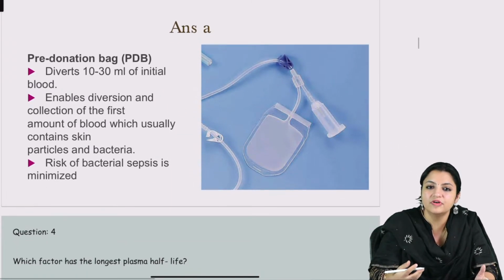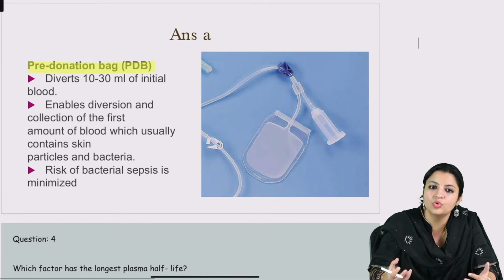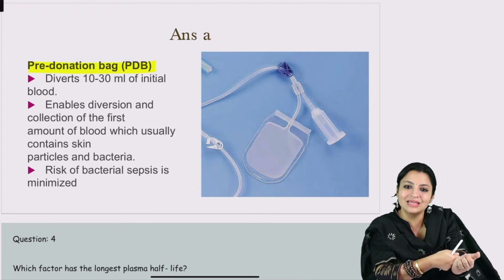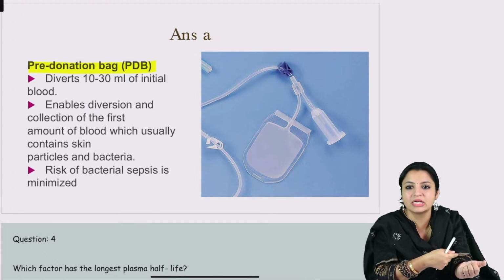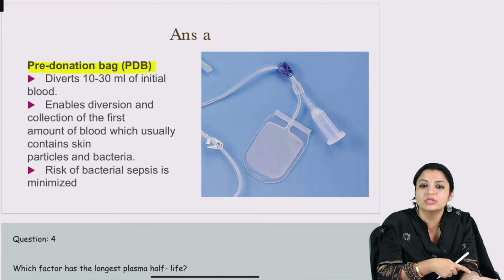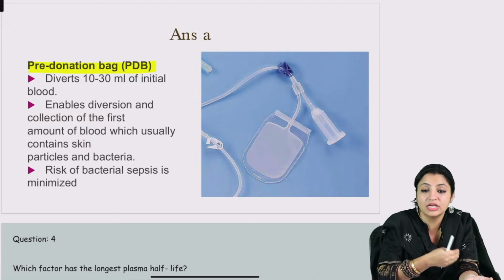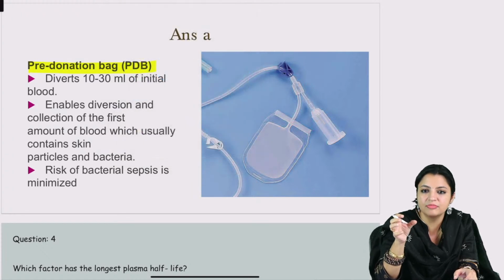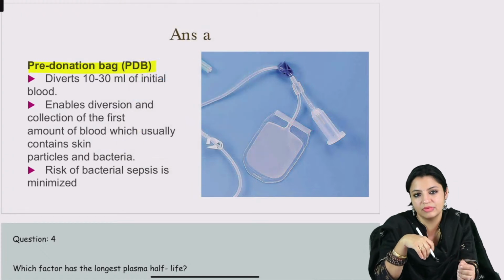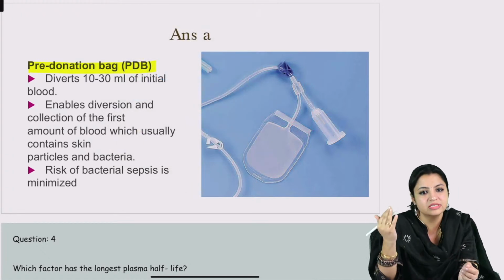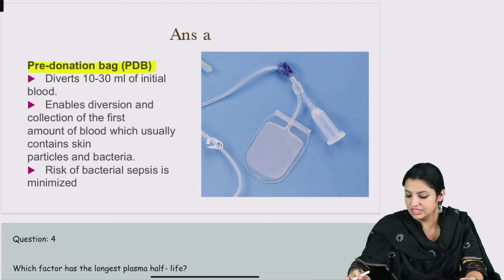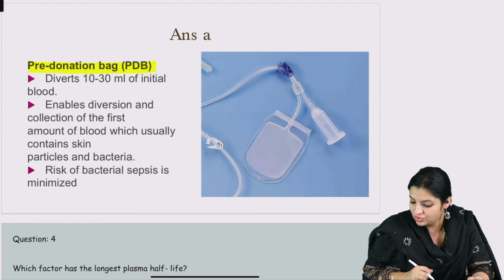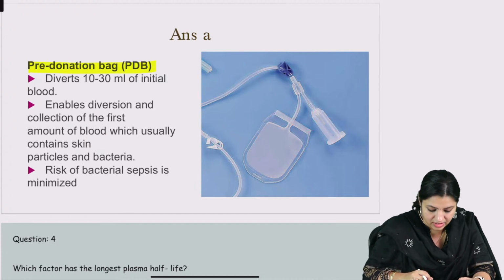Why do the first 10 to 30 ml of blood always go into this bag? Because whenever we prick the skin, the first thing that comes is the bacteria present on the skin, so it can cause sepsis. That is why you don't want that to happen. So you send the first 10 to 30 ml of blood into this pre-donation bag, and this is to prevent sepsis. That's a very easy and a googly question again, which everybody should know. Very good, Sudhakar, you are perfectly correct.